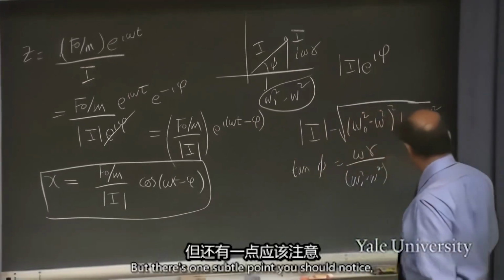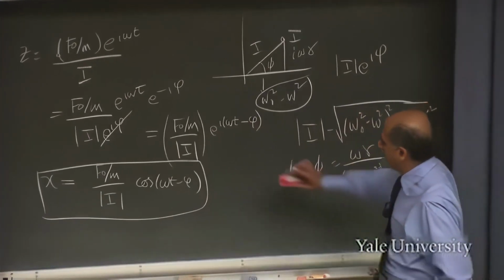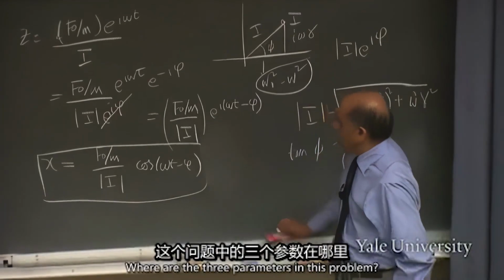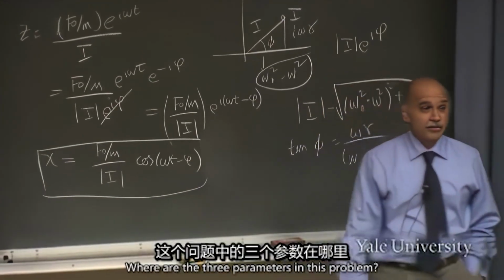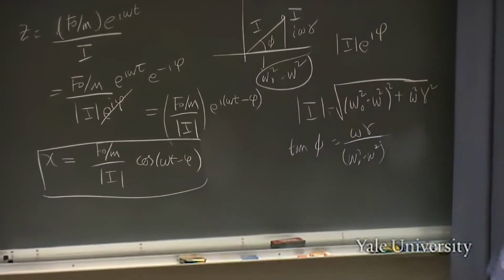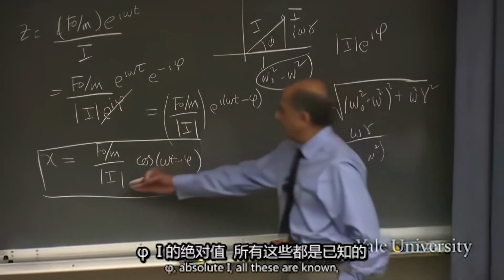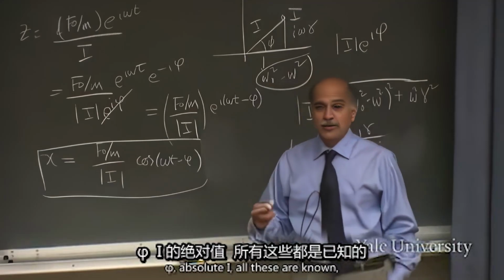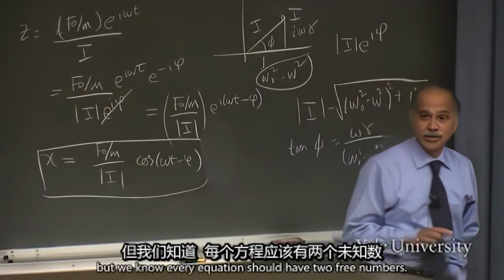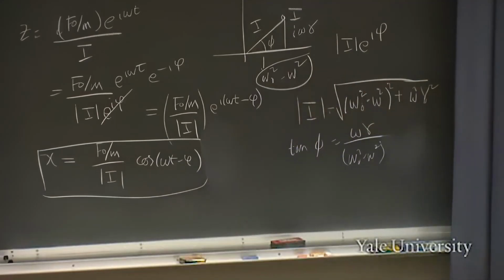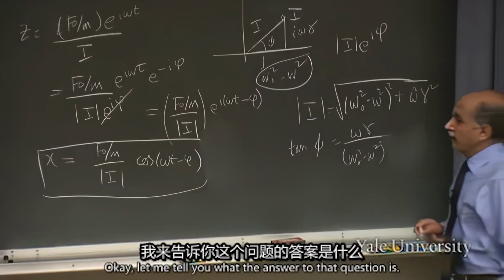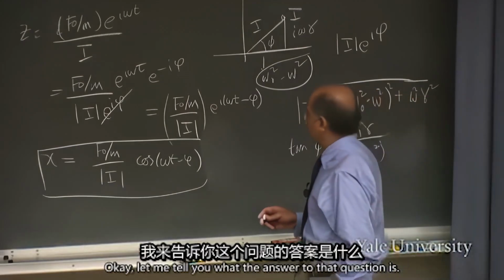But there's one subtle point you should notice, which is the following. Where are the free parameters in this problem? Everything is determined in this problem. Phi, absolute value of I, all this are known, but we know every such equation should have two free numbers. You know what they are? Anybody know? Okay, let me tell you what the answer to that question is.